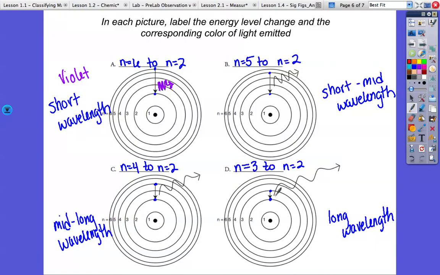And then red had the longest wavelength. So we can color code that to show that red light would be emitted here. And then we had blue and green left. So our blue light is going to be emitted with the short to mid wavelength. And then our green is going to be the light that is emitted with our mid to long wavelength.